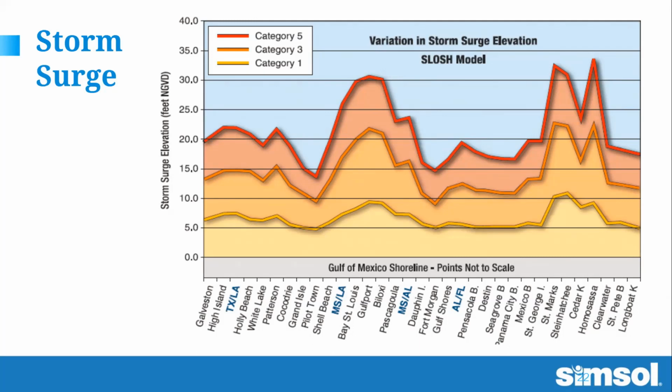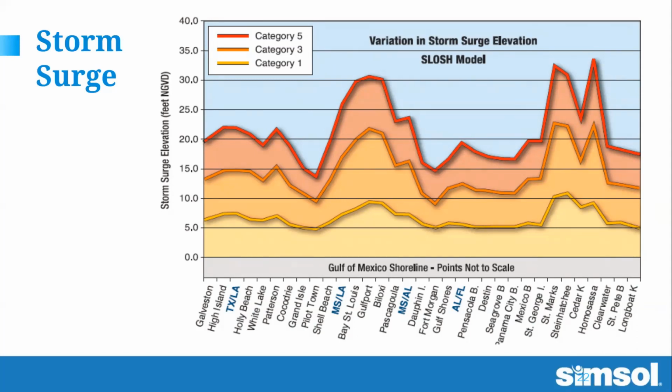Those are points along the Gulf Coast of the United States. And then going vertically, we have 0, 5, 10. Those are storm surge elevations. The different lines indicate the category of hurricane. So on a category 1, we have the lower yellow line, and category 3 is the middle line, and a cat 5 would be the red line at the top.